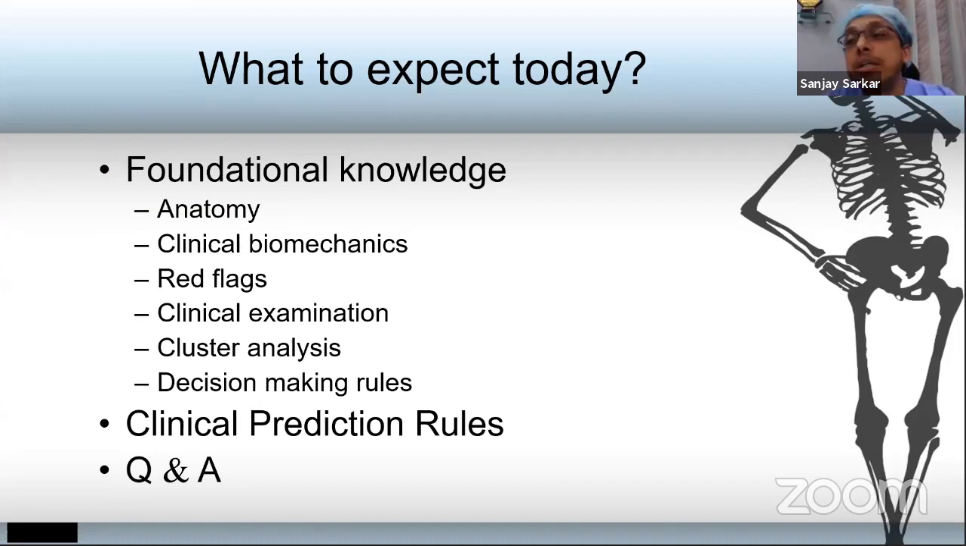which essentially means the contents of today's webinar, like a book, what do you expect? So we already discussed anatomy and clinical biomechanics. I'll do very briefly red flags and clinical examination, cluster analysis, decision-making rules, and a little bit of clinical prediction rules, and end up with treatment guidelines and principles. And then there will be an open forum for you to ask me questions if you have any.